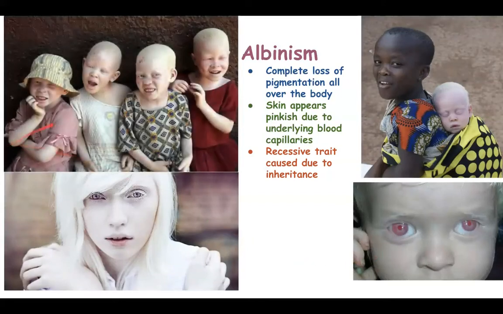So as you can see, these are all children which belong to otherwise an equatorial region but are suffering from albinism. So this disease is basically due to a recessive trait and caused due to inheritance. That means an albino couple will have albino children.